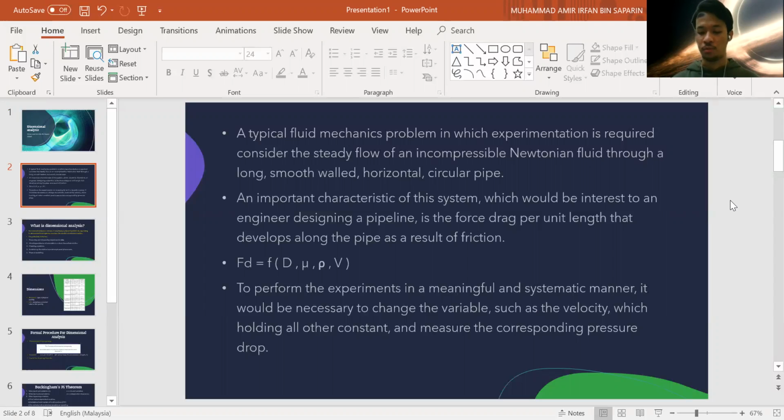So when we do the experiment, we might use a lot of different values of the variables. If we use 10 different velocities, 10 different diameters, 10 different viscosities and 10 different densities, it will be about 100 graphs when we finish the experiment. So there are a lot of graphs and it consumes a lot of time. So fortunately there is an approach to solve this problem using dimensional analysis.